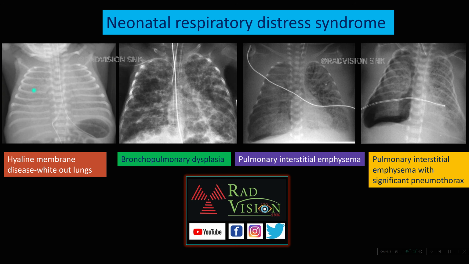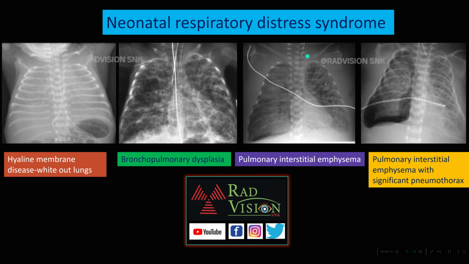Here you can see there are diffuse reticular opacities which are confluent to form whiteout lungs with air bronchograms. So this is hyaline membrane disease with whiteout lungs. This is bronchopulmonary dysplasia, where you can see multiple reticular markings interspersed with lucent areas of air, and there may even be cardiomegaly with bronchial wall thickening. So this is a severe form of respiratory distress syndrome depicted as bronchopulmonary dysplasia.